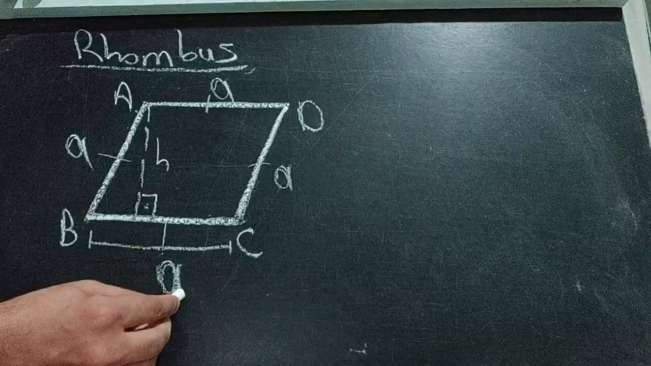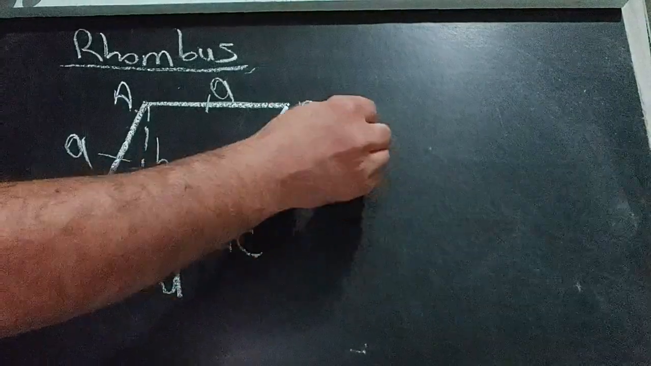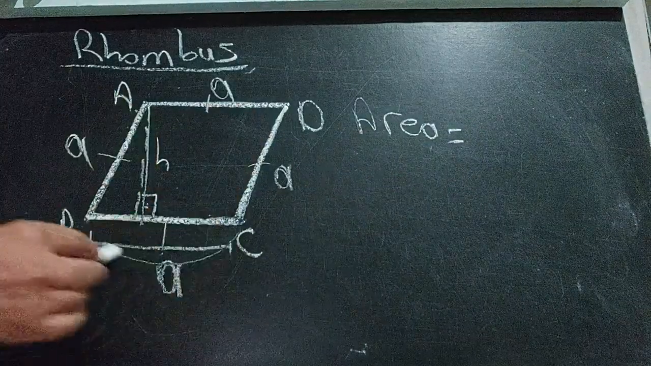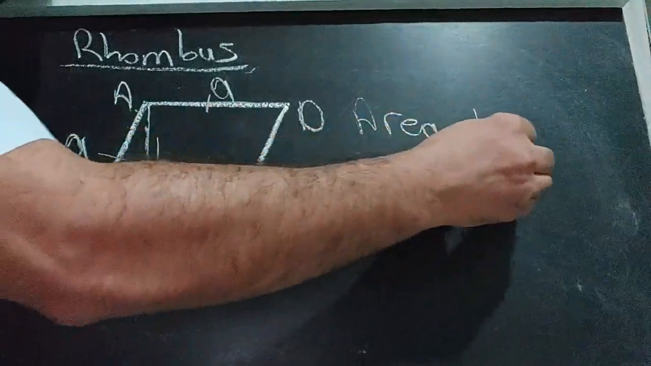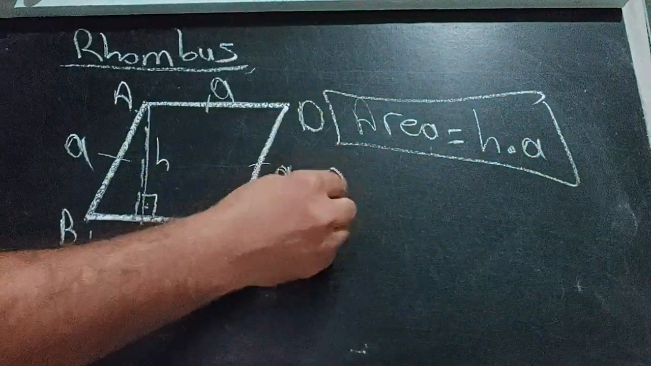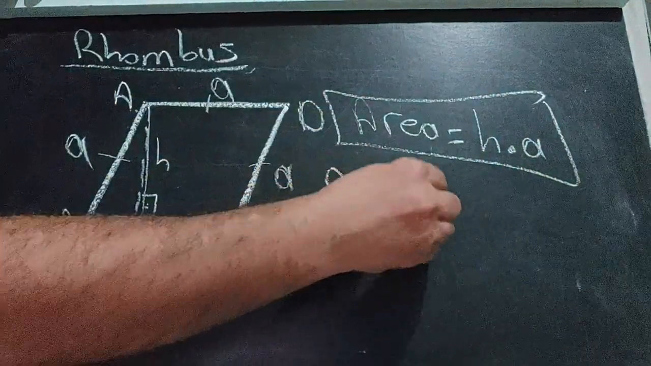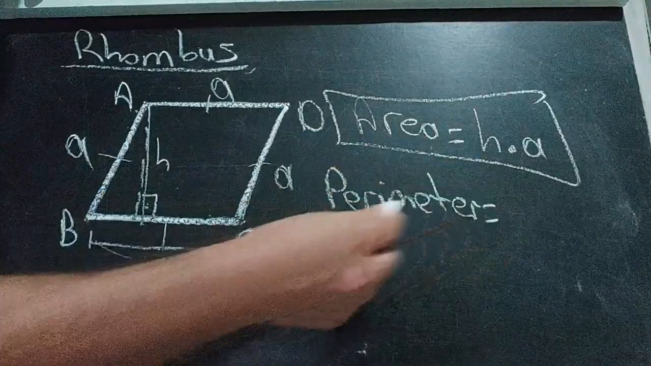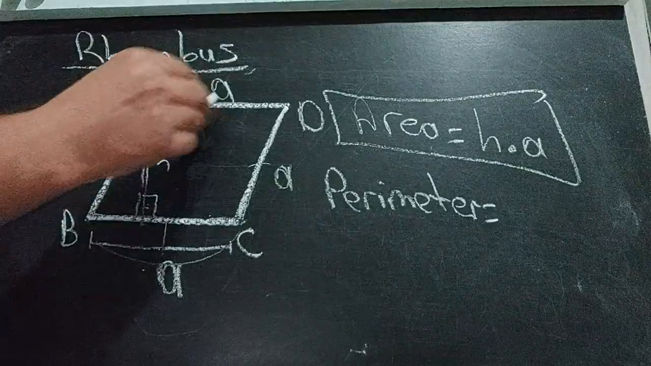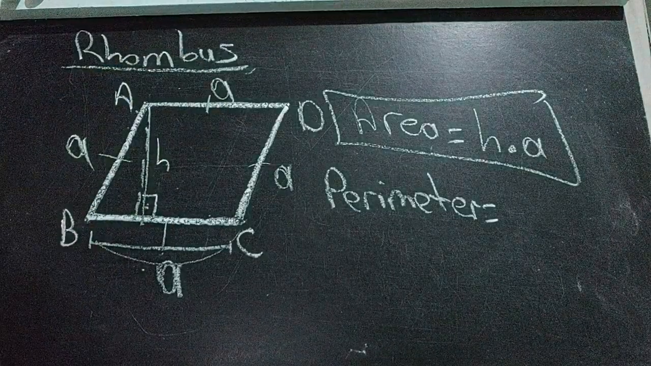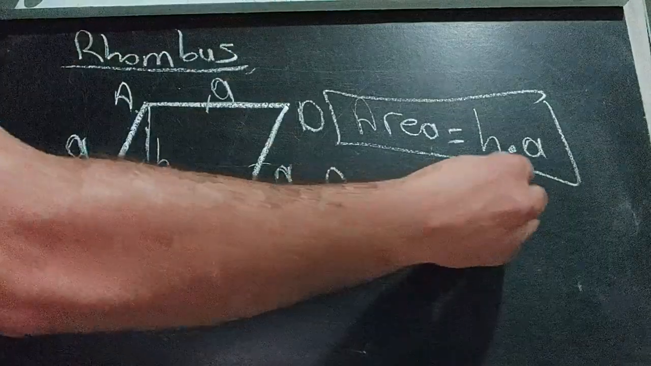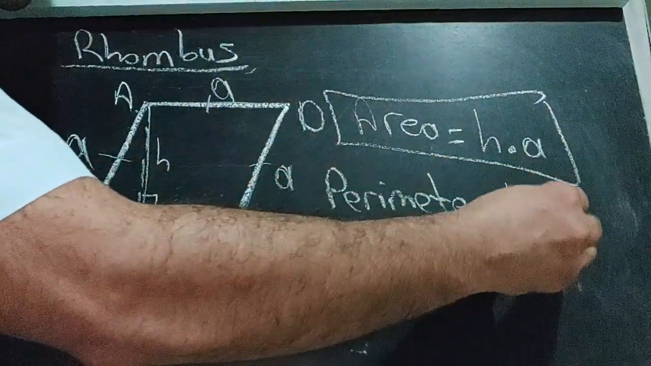all of them. So area equals height times A, height times base. That will be your formula. Perimeter is going to be A plus A plus A plus A, like square. Remember, it was 4 times A because I have 4 equal sides, which is 4 times A.